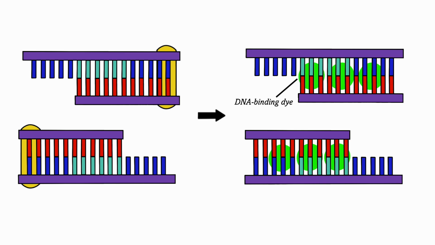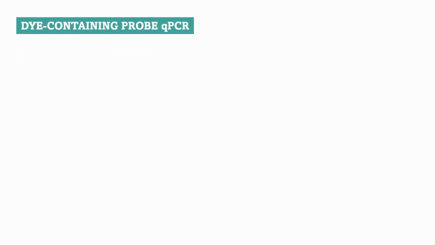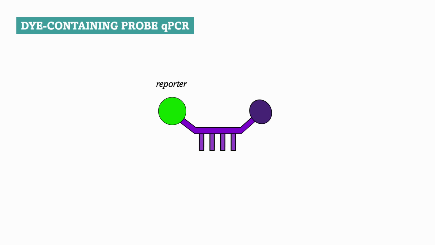The second method uses a dye-containing probe, for example a TaqMan probe. A probe is a short sequence of DNA that contains two important parts: a reporter that emits a fluorescent light and a quencher which blocks the reporter. This is important because we want the DNA to be able to emit fluorescent light after we have amplified the product, not before.